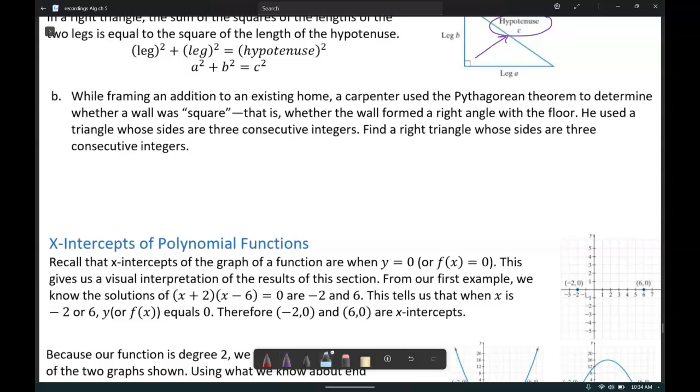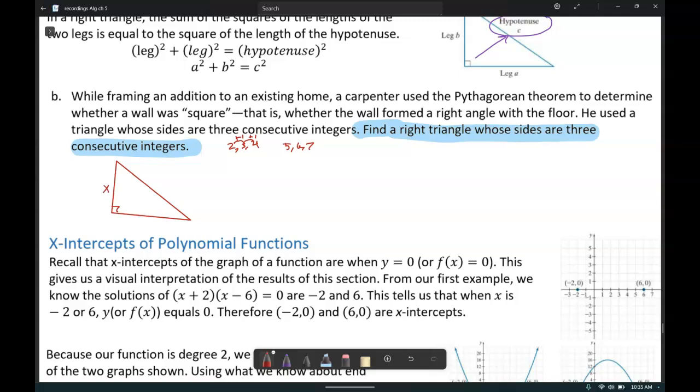Basically what we're looking at is trying to find a right triangle whose side lengths are 3 consecutive integers. So let's start with drawing a triangle. Consecutive integers means one after another, such as 2, 3, and 4, or 5, 6, and 7. These are all consecutive integers. And so to go from one number to the next, we're just adding 1 repeatedly.